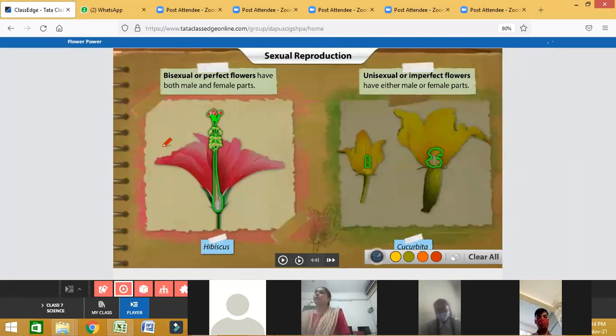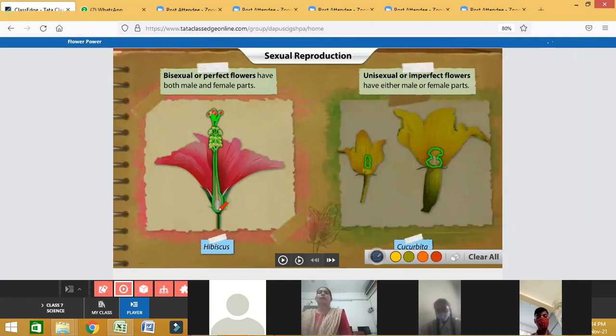Listen, flowers are of two types. One is unisexual and the other is bisexual. Now the question is, what is the meaning of unisexual? Unisexual means a flower which has either male or female part, only one. Okay. And bisexual means having both the parts, male parts and female parts both. That is called bisexual.